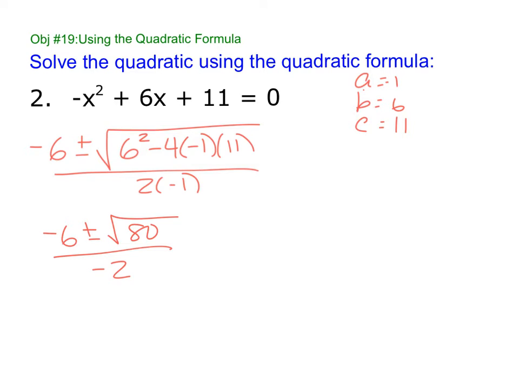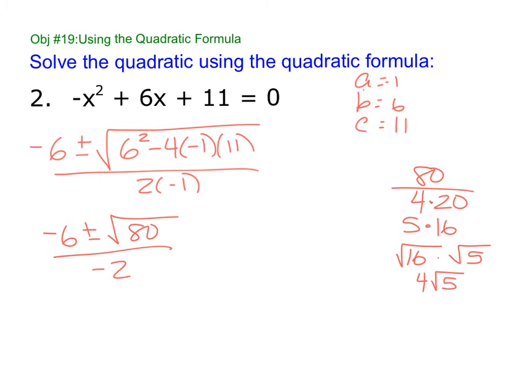Okay, so now, do we know the square root of 80? We don't. So what we're going to do is, just like before with our square roots, we're going to simplify. What perfect square goes into 80? A lot of kids think it's 4 times 20. It's not. 5 times 16. 16 is a perfect square, so remember root 16. I'm going to put that one in front. The square root of 16 is 4. The square root of 5, I don't know the square root of 5, so I'm going to leave it.